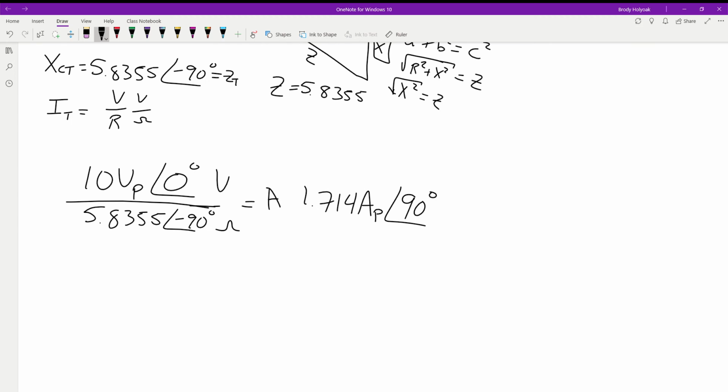The degrees are easy because if we treat them just like exponents, we add and subtract based on if they're multiplying or dividing. If we're multiplying them, we will just add those degrees together. If we're dividing, we subtract those degrees one from another. So in this instance, we have 1.714 amps at 90 degrees.